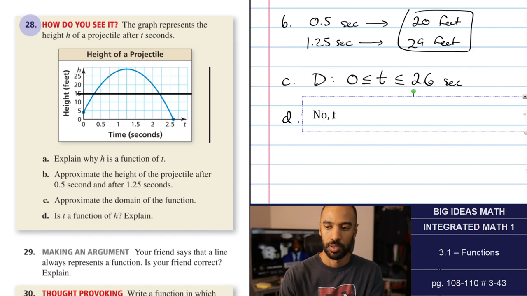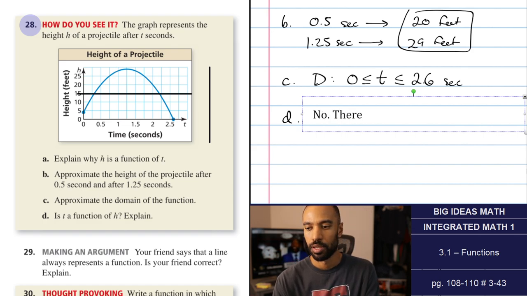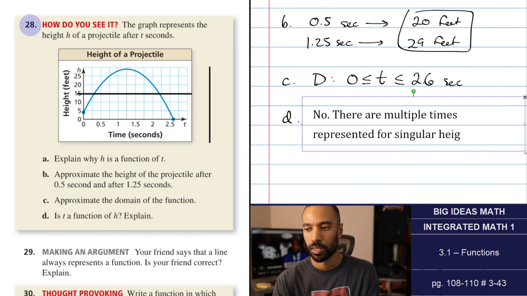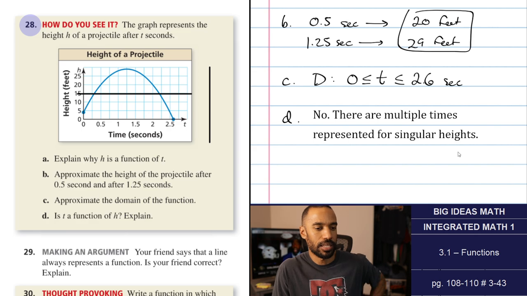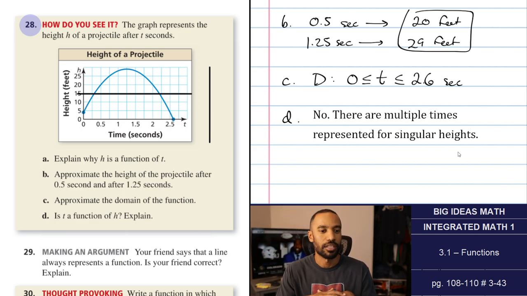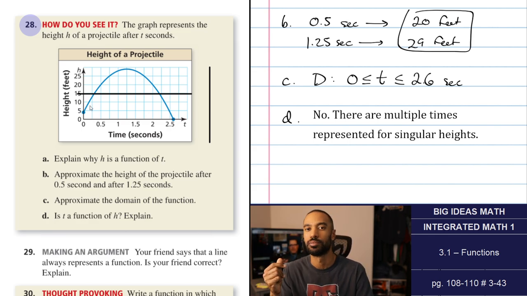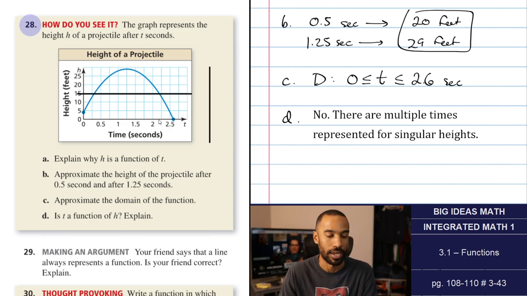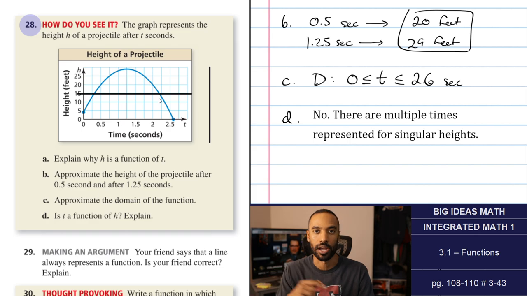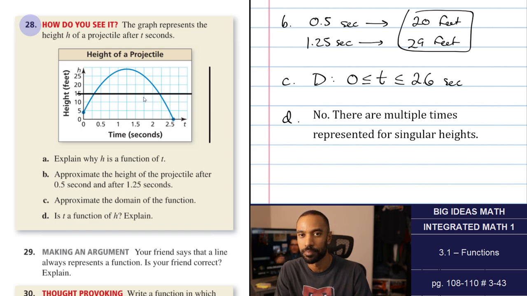No. There are multiple times represented for singular heights, which is okay, that's not a function that way. It needs to kind of go the other way, right? The height of the projectile is 15 feet, right? You see the horizontal line right now? The height of the projectile is 15 feet. What time was it at? You can say, you know, 0.3 seconds, and I'd say wrong. I wanted to look at it at 2.2. Wrong. It's not 0.3. It's 2.2. But it is, yeah, but that wasn't the one I was looking for. You know what I mean?